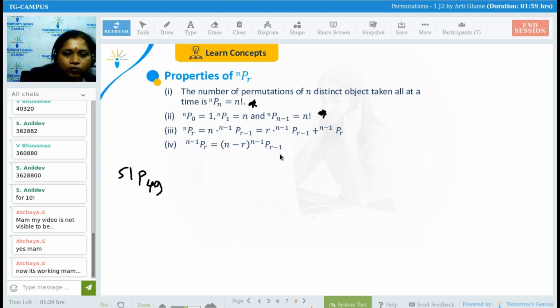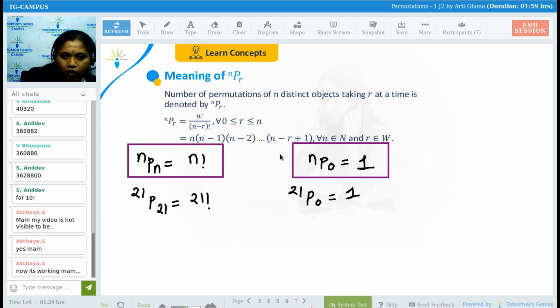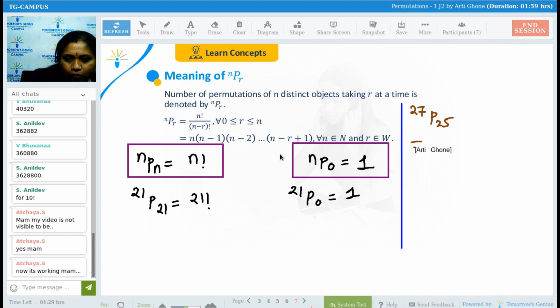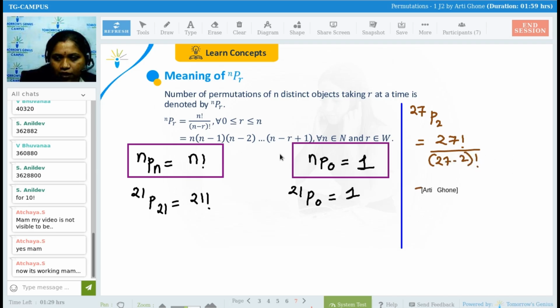What will you do to solve? Should I show the calculations in one question? See, I'm showing over here. Let's take the question of 27P2. It is 27 factorial upon 27 minus 2, so that is 25 factorial.